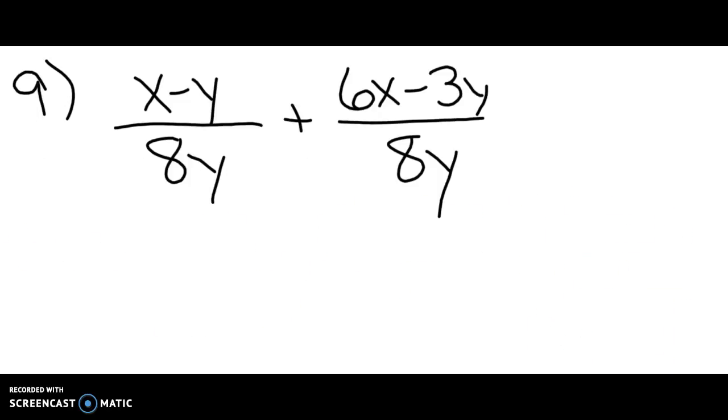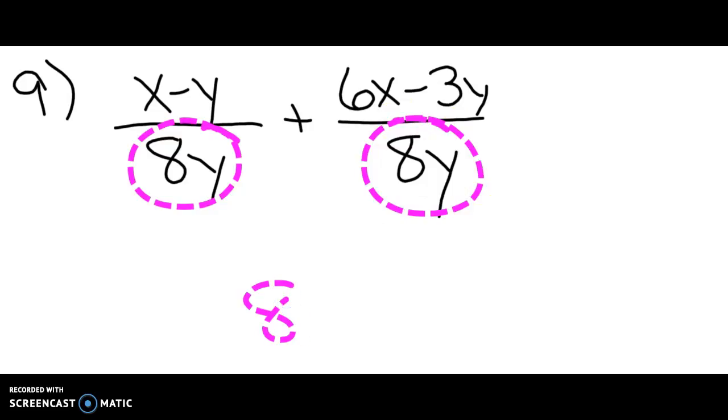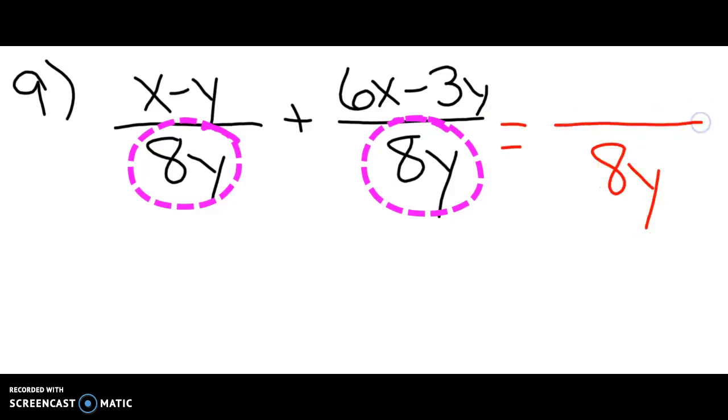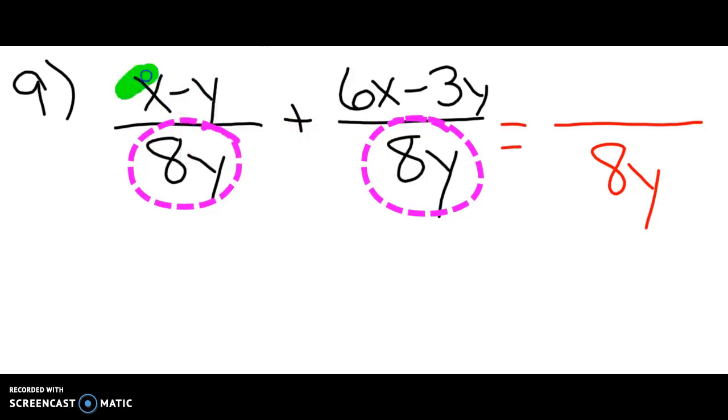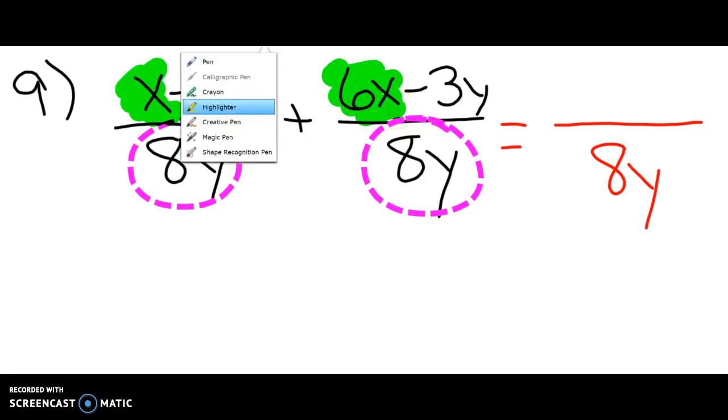All right, this one we're adding. So these two denominators are the same, so you don't do anything with them. We are just going to write an 8y as our denominator. Basically, all you're going to do is add the stuff together in your numerator. So I like this highlighter. I'm going to highlight my x and my 6x. And that turns into a 7x.